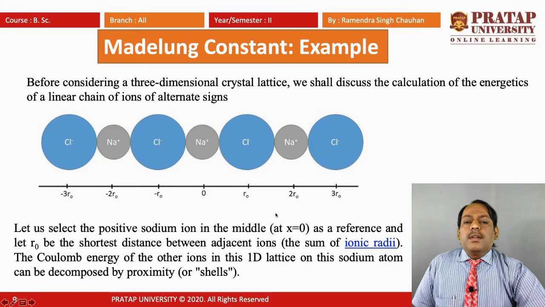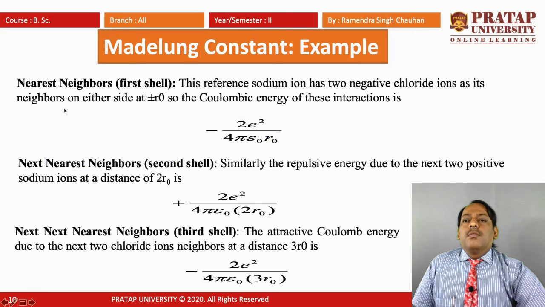So here we are taking Na plus at x equal to 0 as reference, and R naught is the shortest distance between two adjacent ions. Now when we are going to determine the Madelung constant, we will be considering one by one. For the first cell, when sodium is having interaction with chlorine ion which is at R naught distance, the Coulombic energy or potential, if we determine, will be equal to minus 2E square upon 4 pi epsilon naught R naught.